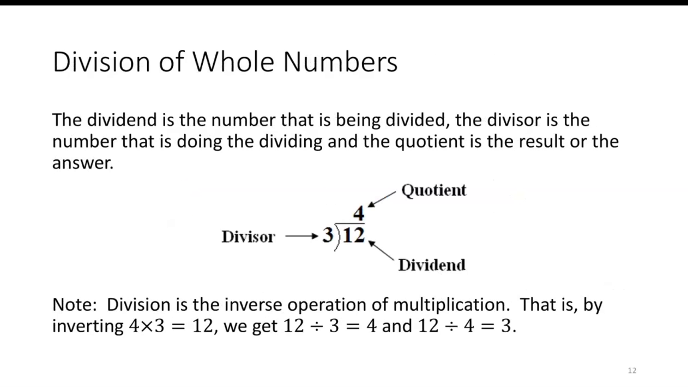The dividend is the number that is being divided. The divisor is the number that is doing the dividing, and the quotient is the result or the answer. So note that division is the inverse operation of multiplication. That is, I can start with 4 times 3 equals 12, invert that to get 12 divided by 3 equals 4, or 12 divided by 4 equals 3.